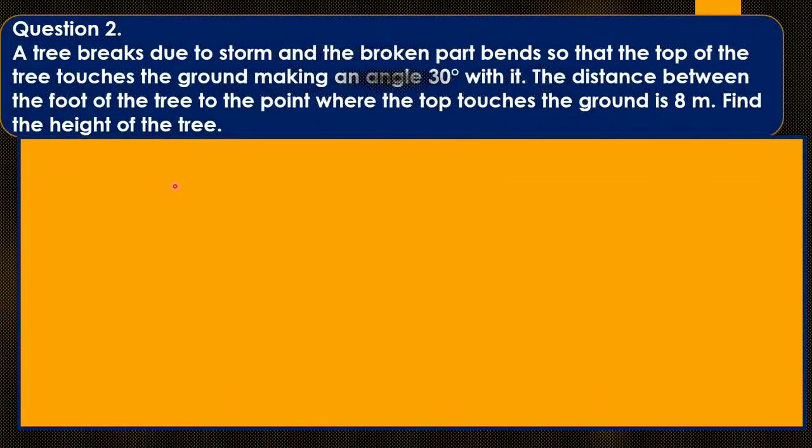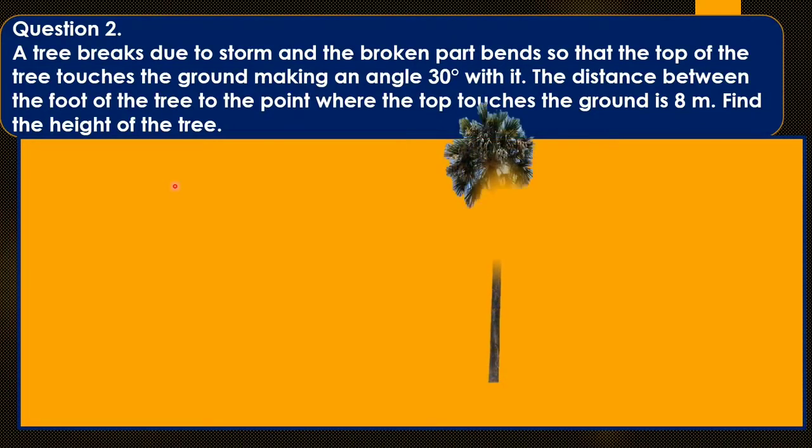Now students, we will discuss question number 2, which says a tree breaks due to storm and the broken part bends so that the top of the tree touches the ground, makes an angle of 30 degree with it, and the distance between the foot of the tree to the point where the top touches the ground is 8 meter. Find the height of the tree.